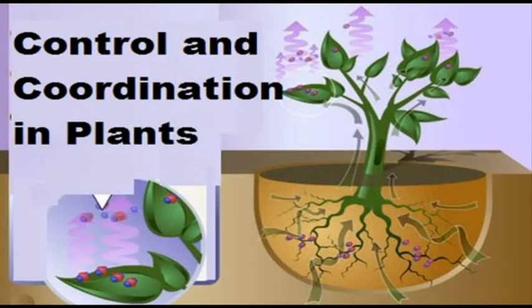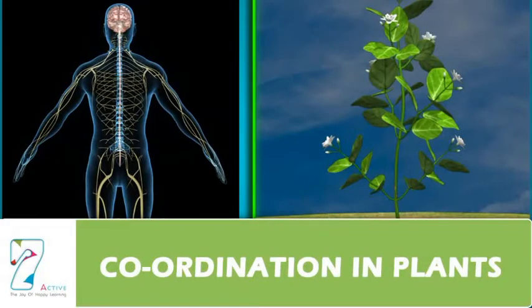Today we are going to discuss control and coordination in plants. Coordination in animals we have already discussed. In humans, coordination is done by the nervous system, but in plants the nervous system is absent. Then how is it possible? In plants, coordination is due to the chemical system.